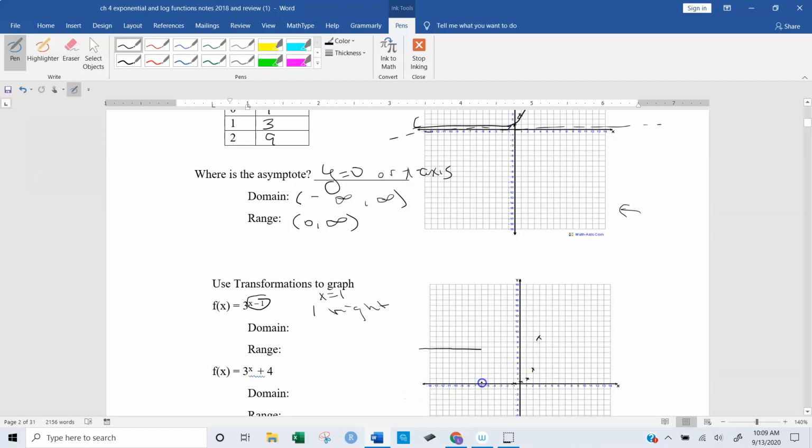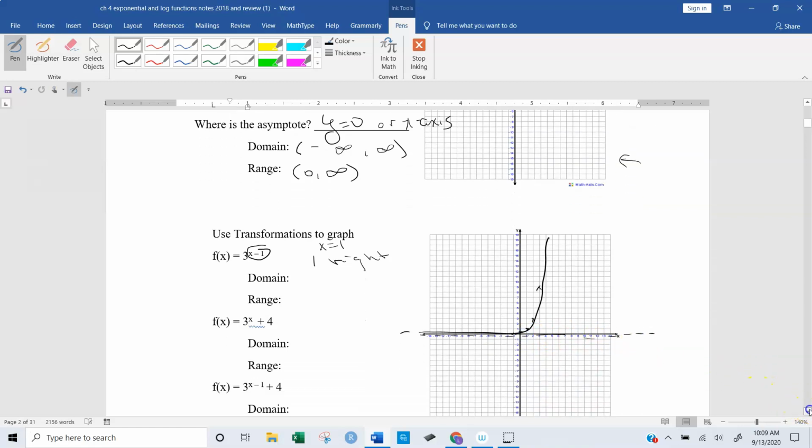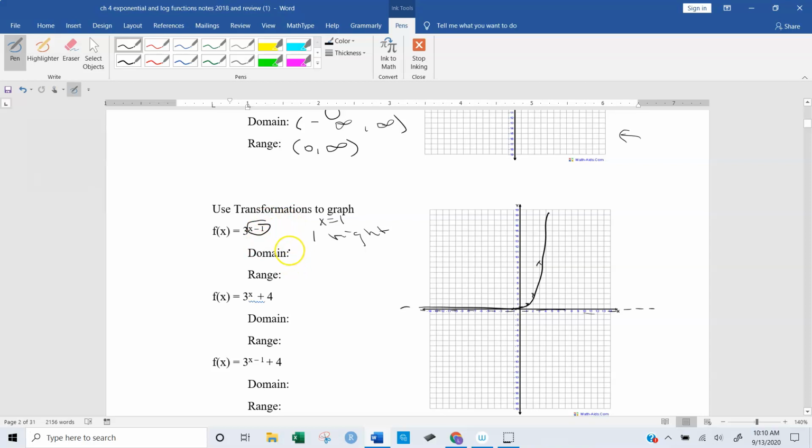Well, moving 1 to the right does not change your asymptote. So it's still on the x-axis, or y equals 0. So your domain did not change. X is still the same. I still have negative infinity to infinity, and neither did your range. Still 0 to positive infinity.